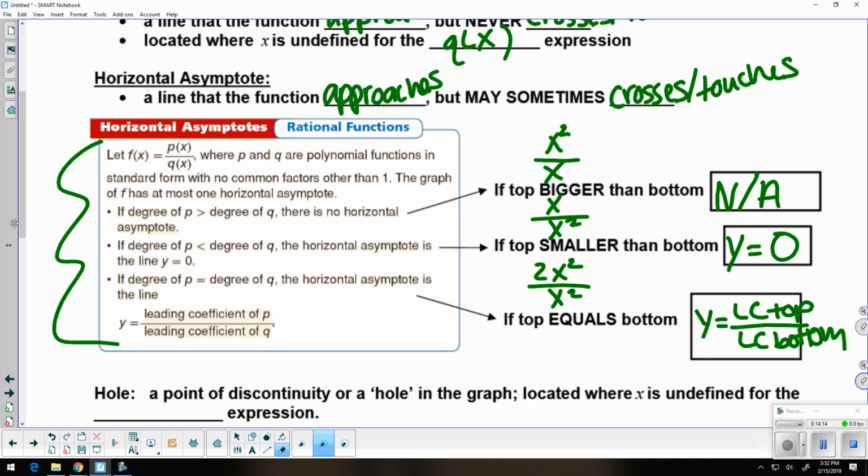So what would that be in this case? It would be y equals, the leading coefficient on top is 2, on bottom it's 1. So it would be y equals 2. That would be my actual horizontal asymptote. Okay, so we'll see some more examples of this. You might have a hole in your graph too.